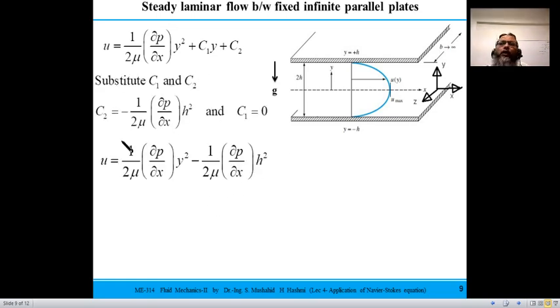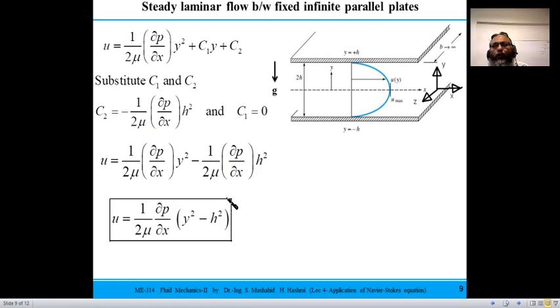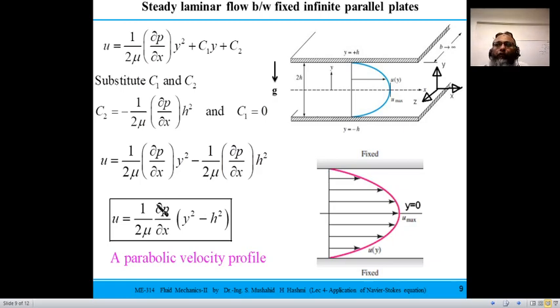So eventually you get this equation, because c1 is 0, so the y term is gone. Only the y squared term is there and a constant term. For the constant term, you just substitute it here. Here 1 upon 2 mu is a constant, and dp by dx, which is the pressure gradient, is constant. So you end up with only y squared minus h squared. You see velocity is a function of y, and if you plot this equation, you end up with a certain velocity profile.